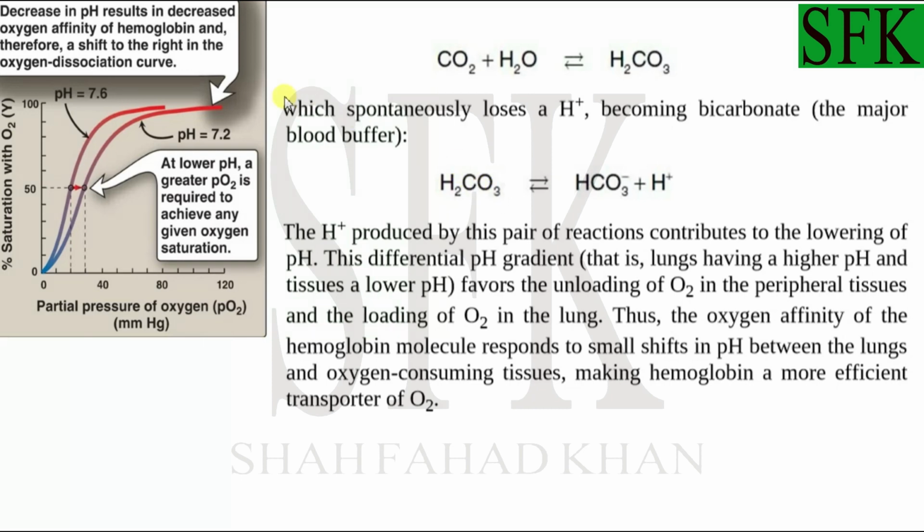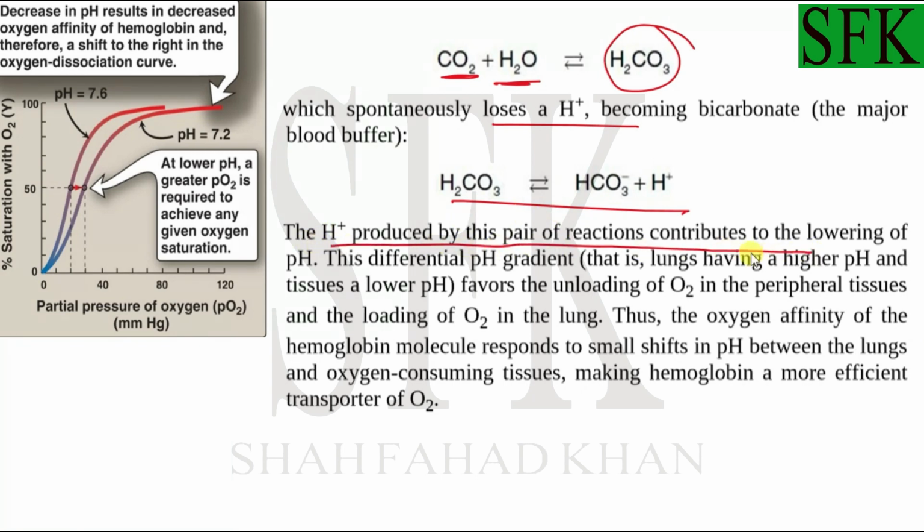Let's look at this slide first. Carbon dioxide reacts with water, forming carbonic acid, which spontaneously dissociates into H+ ions and bicarbonate ions. The H+ ions produced by this pair of reactions contribute to lowering the pH. The differential pH gradient allows the lungs to have a higher pH and the tissues to have a lower pH, which favors the unloading of oxygen in the peripheral tissues and the loading of oxygen in the lungs.